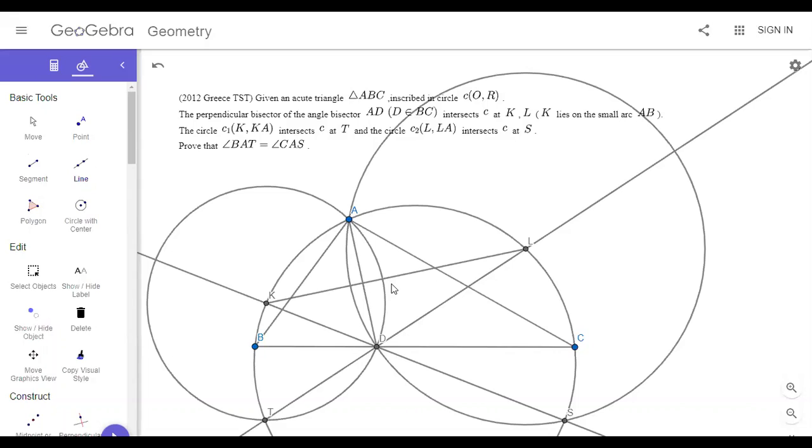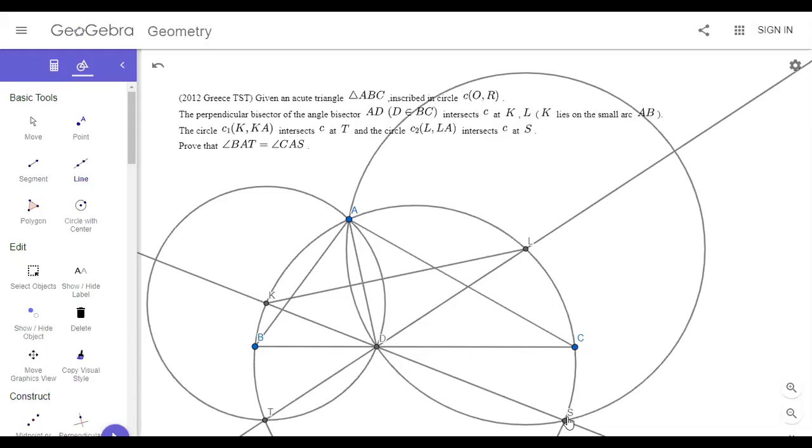We could prove that TAD equals DAS. Yeah, we could show that TAD is equal to DAS. That might be an easier way to think about it, which is also the same as showing TKD is equal to DLS. And it's true and that's true.